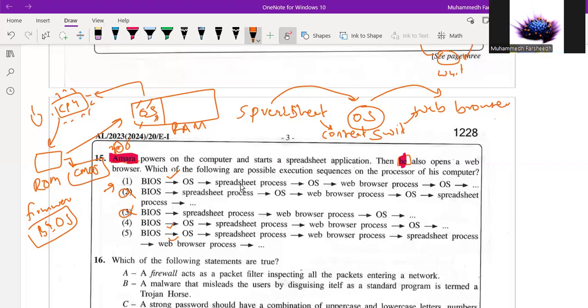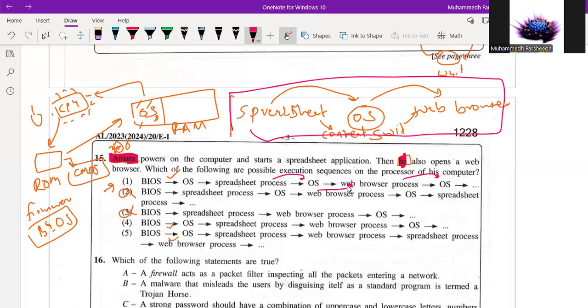Then the operating system runs the spreadsheet software. Then from spreadsheet software, this is where the control transfers to the operating system. Then from the operating system to the web browser, and again it goes like that. So this is a possible answer. We'll check the other answers.